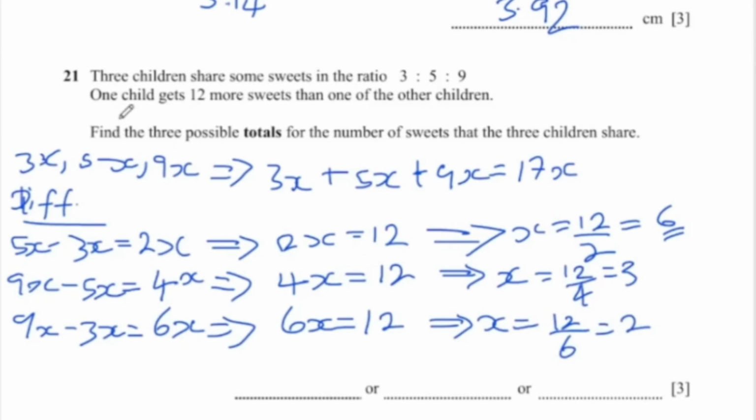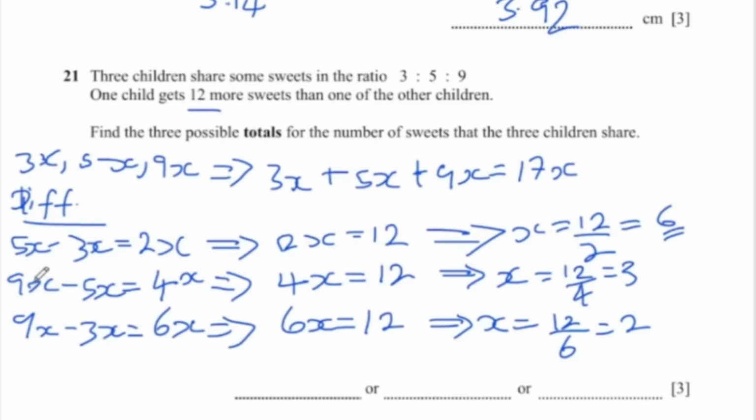The question clearly tells us that one child gets 12 more sweets than one of the other children. Okay, so we've done all the permutations. I will say the second child gets more sweets than the first child, so that will be 5x minus 3x. The difference is 2x. That 2x must be equal to 12, so that gives us x as 6.